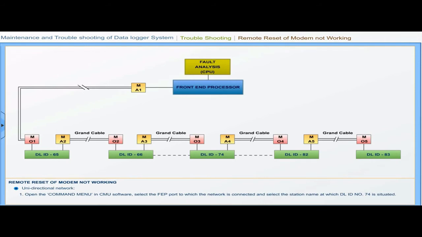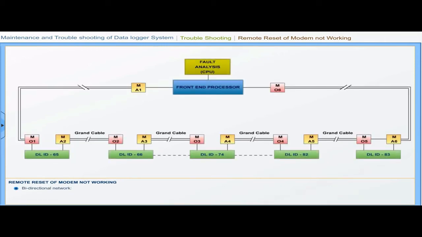Open the command menu in CMU software, select the FEP port to which the network is connected and select the station name at which data logger ID number 74 is situated. Press the modem reset button and select the port number of the data logger to which the hanged modem is connected. In case the link between data logger ID number 66 and data logger ID number 74 has failed, the command will not reach the data logger, thus the hanged modem will not get reset. After the recovery of the link only, the modem can be reset.